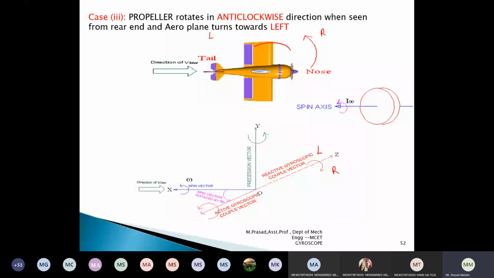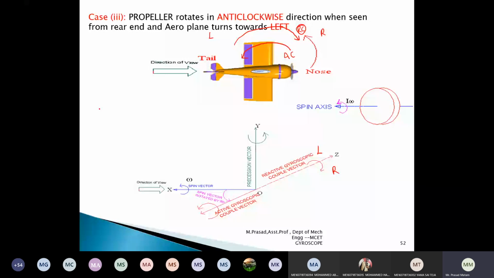How the reactive couple is moving? It starts moving from left side to the right side. This is my reactive couple also. Now, can anyone answer? Give me the gyroscopic effect here. What is happening here? Effect. Please answer.